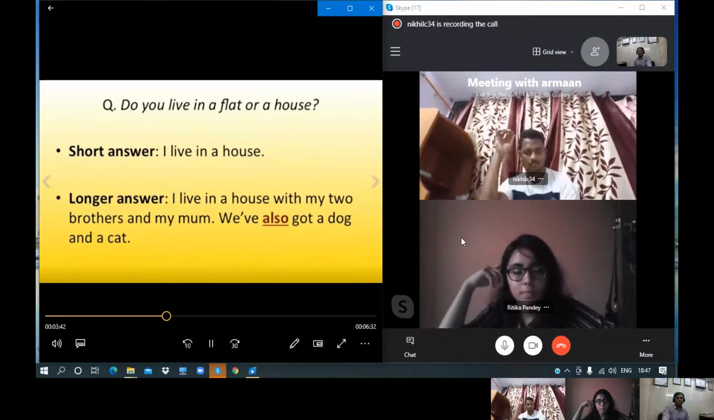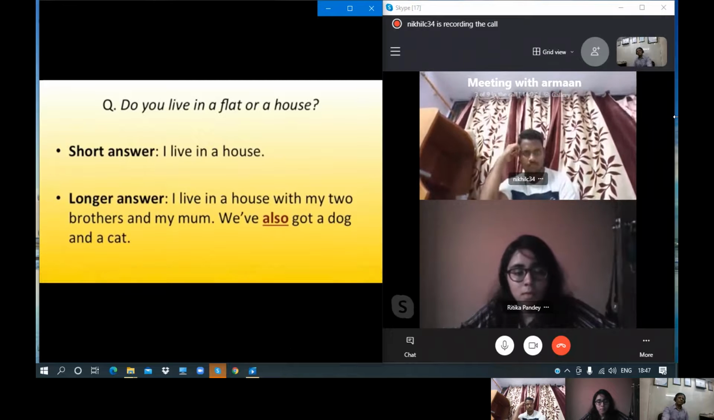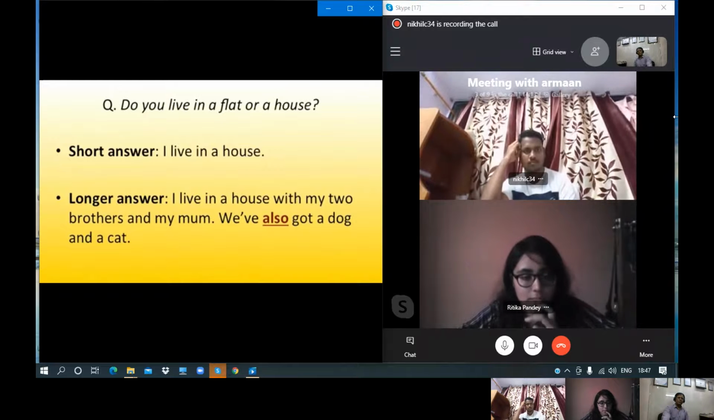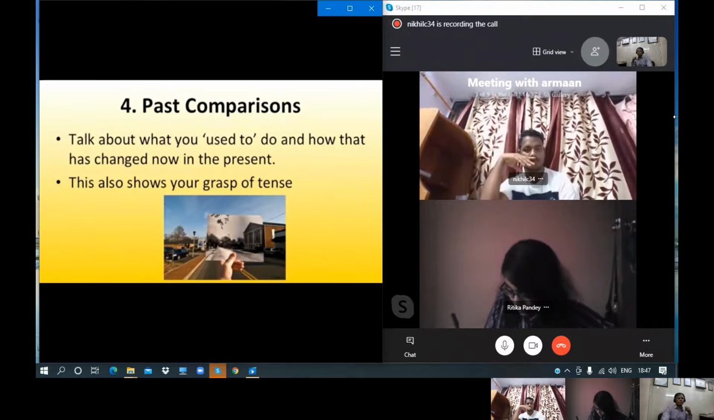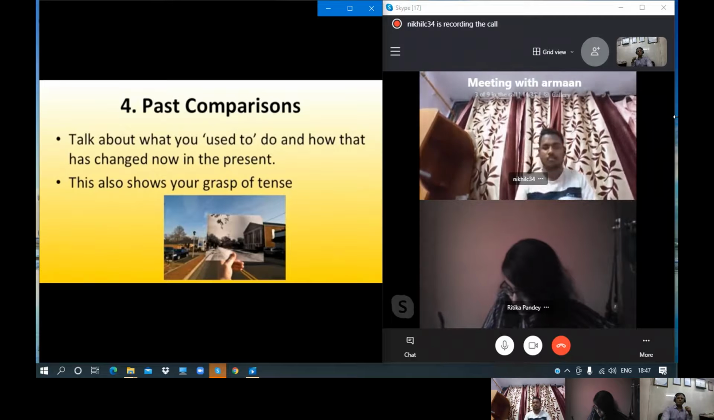Do you notice how you're adding details by combining a number of pieces of information using the words with and also? For the next trick, you can add past comparisons to your answer. So talk about what you used to do and how that has changed now in the present. This also shows your grasp of tense. Let's look at an example.